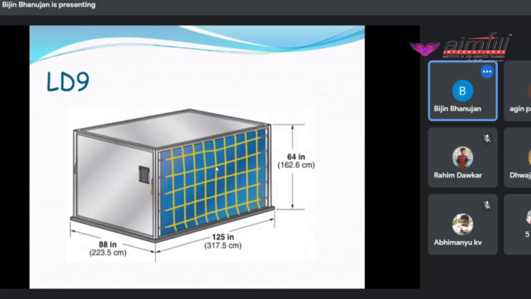P6P is similar to the P1P pallet. The only difference is the base dimension will be 8 inches wider, that is 96 by 125. The height will be from 64 to 180 inches. These kinds of pallets are used in cargo flights, or to be loaded on the cabin side, that is the main deck.